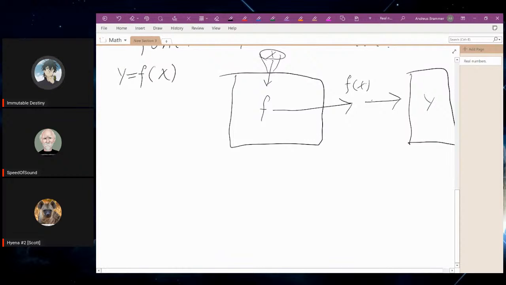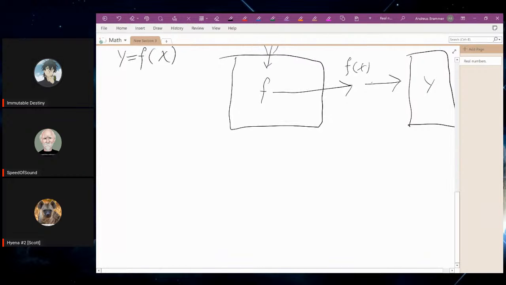So that seems fairly abstract, and it is. So let's consider an example of a function. Let's say we take the value to be a squaring function, y equals x squared.